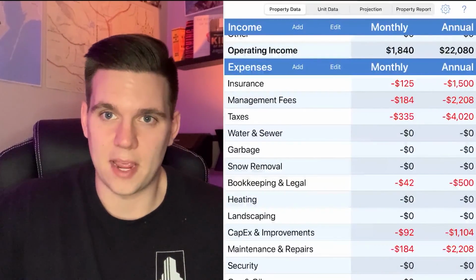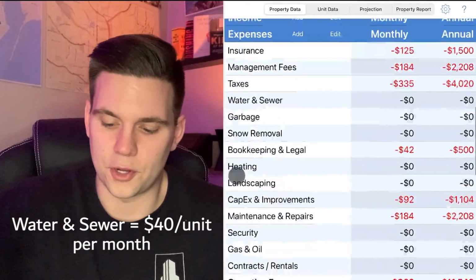Next, we have water and sewer. I'm going to assume that the tenants are paying for these, but typically I budget $40 a month per unit.